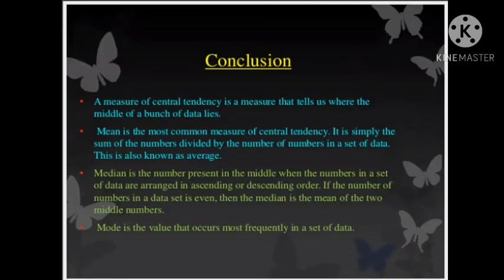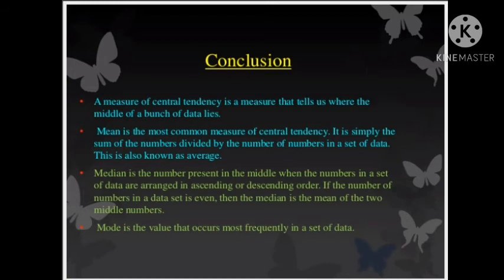Conclusion of measures of central tendency. A measure of central tendency is a measure that tells us where the middle of a bunch of data lies. Mean is the most common measure of central tendency. It is simply the sum of the numbers divided by the number of numbers in a set of data. This is also known as average.